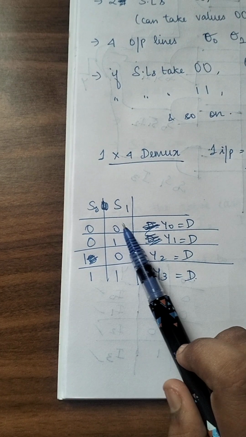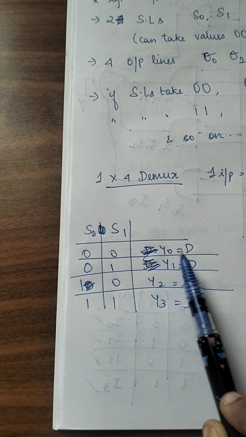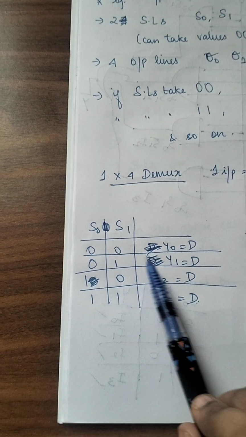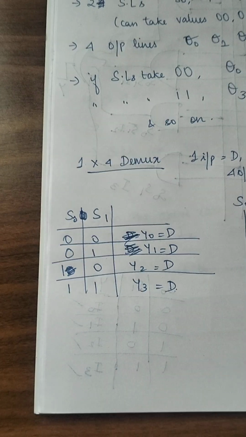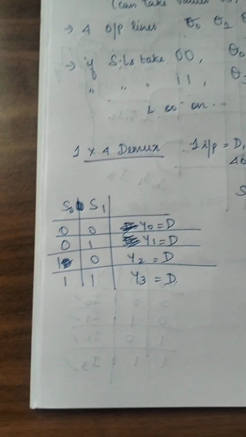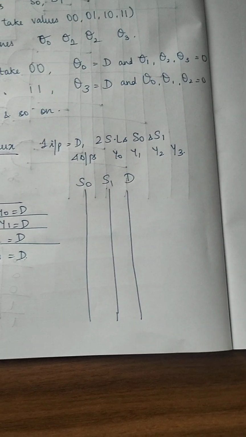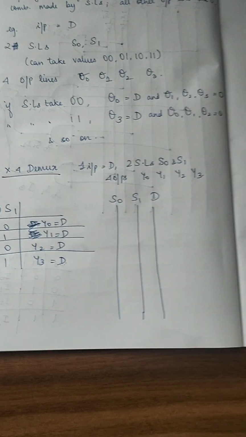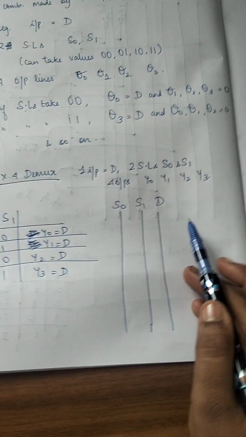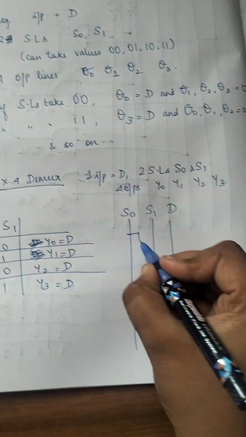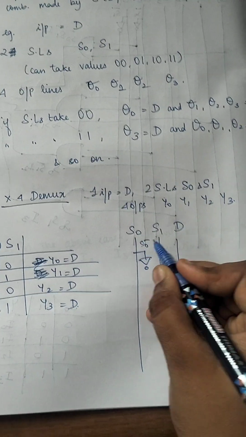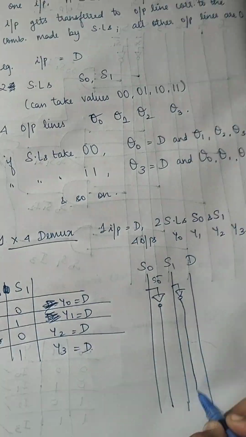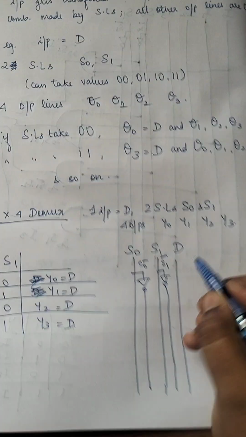So if my selection lines are 0 0, Y0 is going to reflect D and all other 3 are going to be 0. If it's 0 1, Y1 will reflect D and so on. So this is the basic information given to us from which we need to construct a circuit diagram. So we have here our lines S0, S1 and D, and let's also include the lines S0 complement and S1 complement, because we might need them somewhere in our circuit construction.